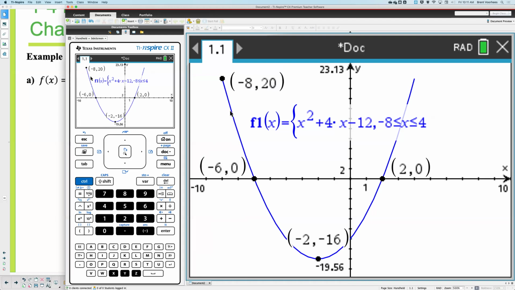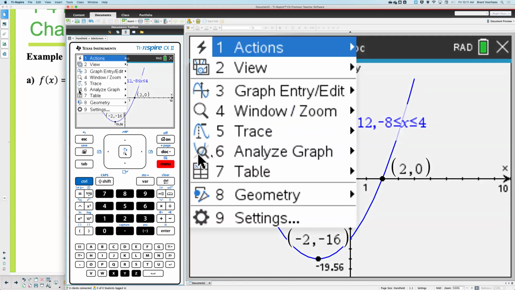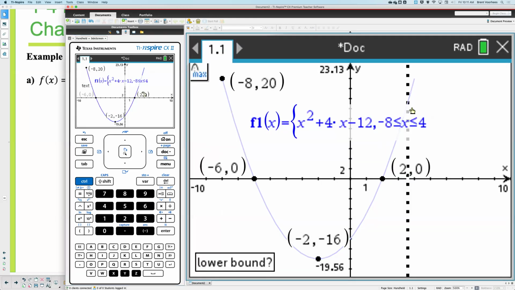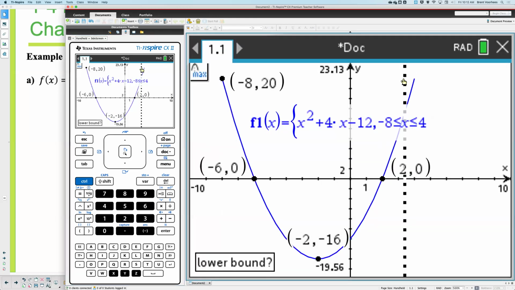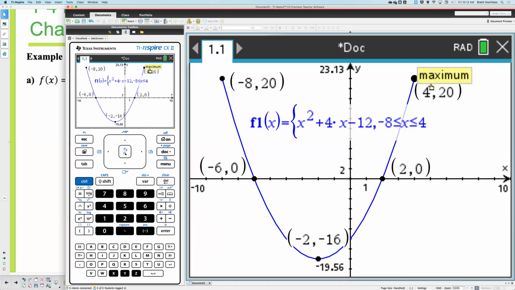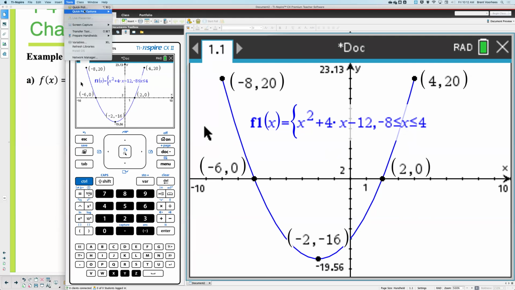And I'm getting -8, 20. Last time for this problem, I'm going to go menu, analyze graph, and we're going to find the other maximum. So I come over here, I go to the left of it for lower bound, click, go to the right of it for upper bound, click again. And I get +4, +20. Hopefully you just got the same values as me.